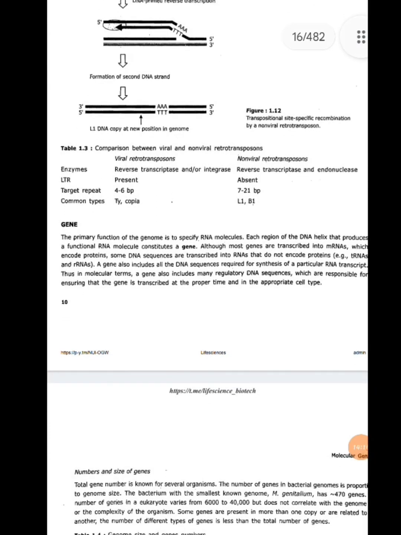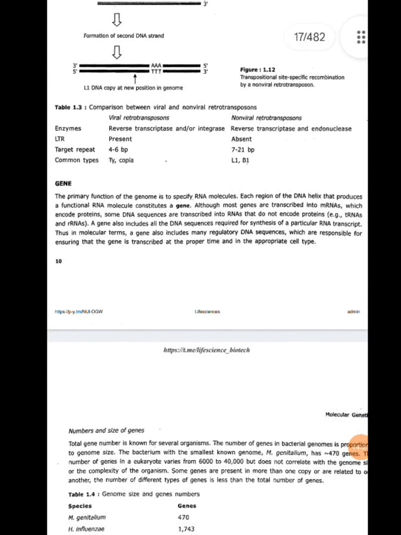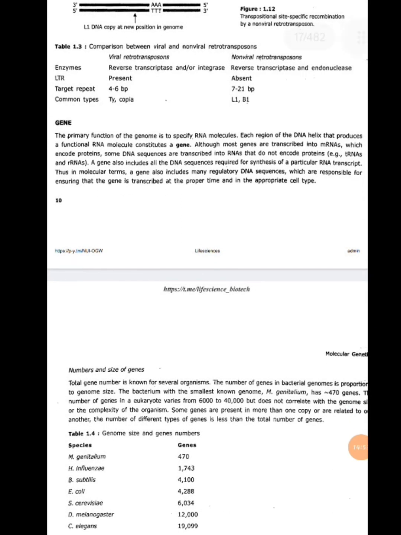So what difference is there between viral retrotransposon and non-viral retrotransposon? The enzymes required are more or less the same in both. In non-viral, endonuclease is required, which needs to nick the strand. LTR is not present in non-viral. Target repeat is a bit longer in non-viral. Common viral retrotransposons are the TY element in yeast and copia in Drosophila, and non-viral retrotransposons are the L1 element and B1, which is a SINE found in mouse.